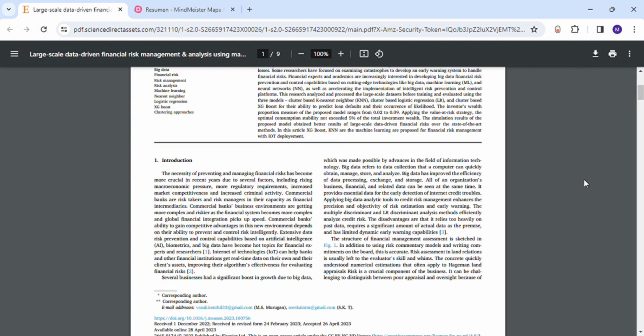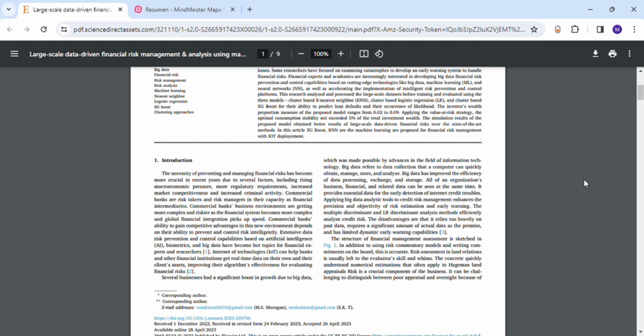Applying big data analytic tools to credit risk management enhances the precision and objectivity of risk estimation and early warning. The multiple discriminant and LR discriminant analysis methods efficiently analyze credit risks. The disadvantages are that it relies too heavily on past data, requires a significant amount of actual data as the premise, and has limited dynamic early warning capabilities.